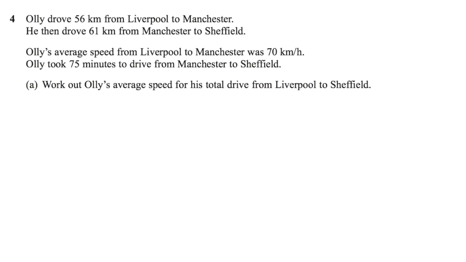Hi and welcome to Math Together. In this lesson we'll be focusing on question 4. Ollie drove 56 kilometres from Liverpool to Manchester. He then drove 61 kilometres from Manchester to Sheffield. Ollie's average speed from Liverpool to Manchester was 70 kilometres per hour. Ollie took 75 minutes to drive from Manchester to Sheffield. Work out Ollie's average speed for his total drive from Liverpool to Sheffield.